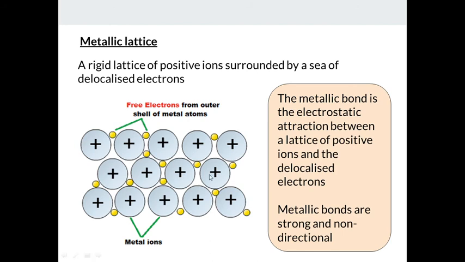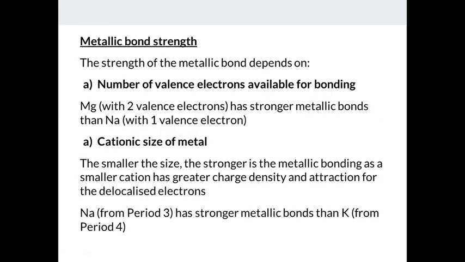So now the last lattice, which is the metallic lattice. It is a rigid lattice of positive ions surrounded by a sea of delocalized electrons. The metallic bond is the electrostatic attraction between a lattice of positive ions and the delocalized electrons, and the metallic bonds are strong and non-directional. The strength of the metallic bond depends on the number of valence electrons available for bonding. So magnesium with 2 valence electrons available for bonding has stronger metallic bonds than sodium with 1 valence electron available for bonding. Next is the cationic size of the metal.